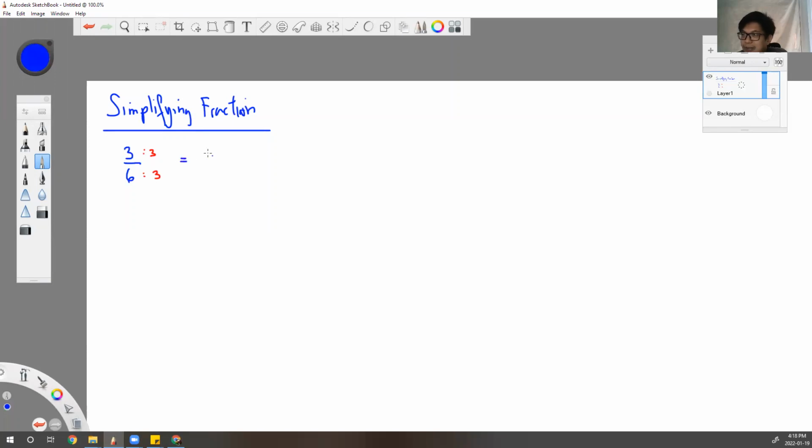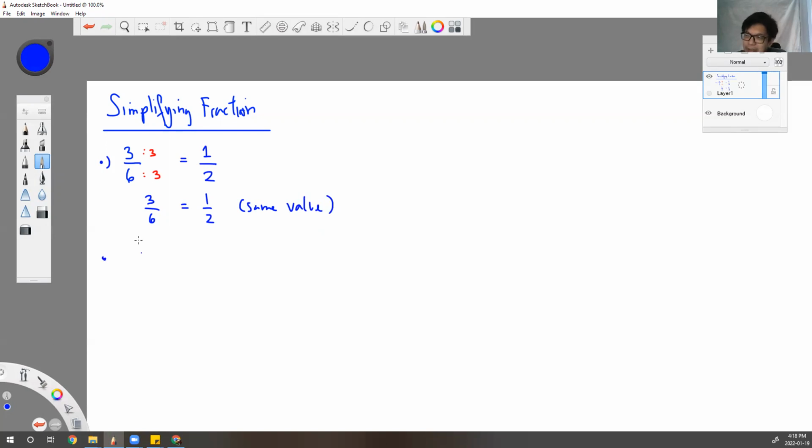So 3 divided by 3 is 1, and 6 divided by 3 is 2. So you need the basics of division as well. So 3 over 6, you can conclude, is equal to 1 over 2. It might be a different number, but it's the same value. It is simplified. The simplified version of 3 over 6 is 1 over 2, and they are the same value. Okay, so make sure about that. They are the same value in a different form only.